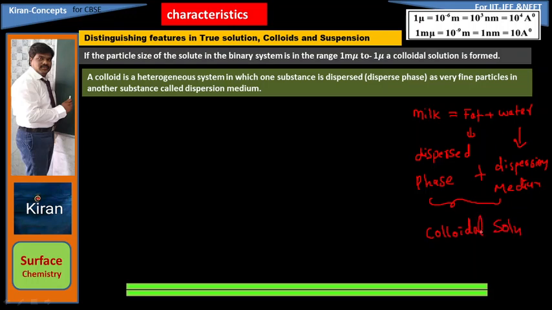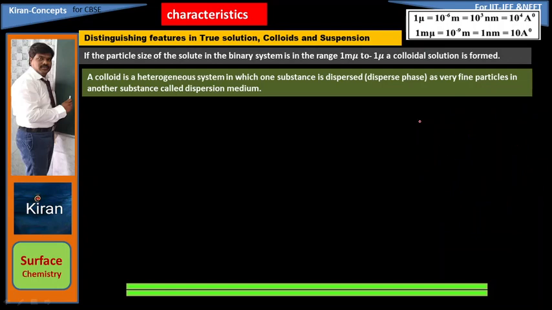One more example you can explain is blood. Blood is also an example of a colloidal solution, which is formed by albuminoid cells plus water. Albuminoid cells include hemoglobin, red blood cells, white blood cells, all within the plasma. So this is the combination of two components. This is the dispersed phase, DP, and this is DM, the dispersion medium.